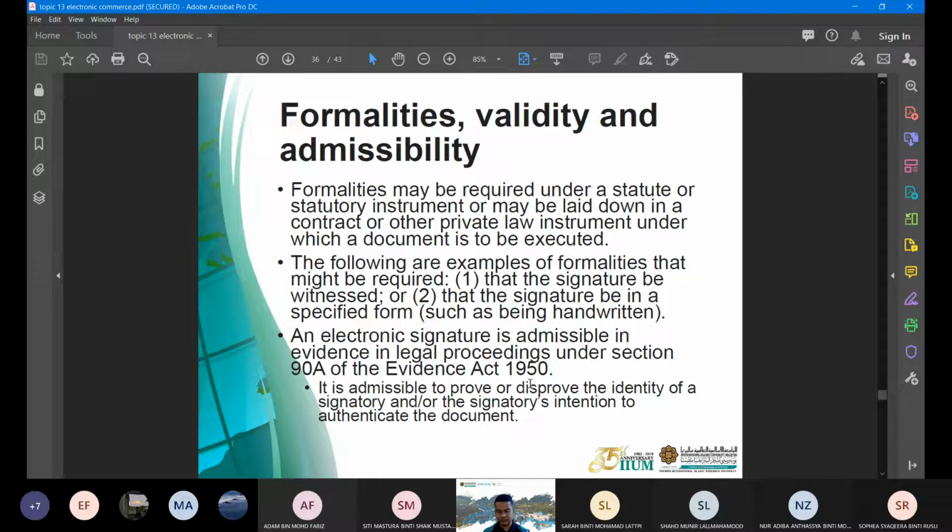as evidence in legal proceedings under Section 90A of the Evidence Act. So if you use an electronic signature for a particular legal document, this electronic signature alone is a valid signature to be used for purposes of legal proceedings under Section 90A of the Evidence Act, to prove or disprove the identity of the signatory, to prove the signatory's intention, to authenticate the document. So electronic signature is a valid piece of evidence.